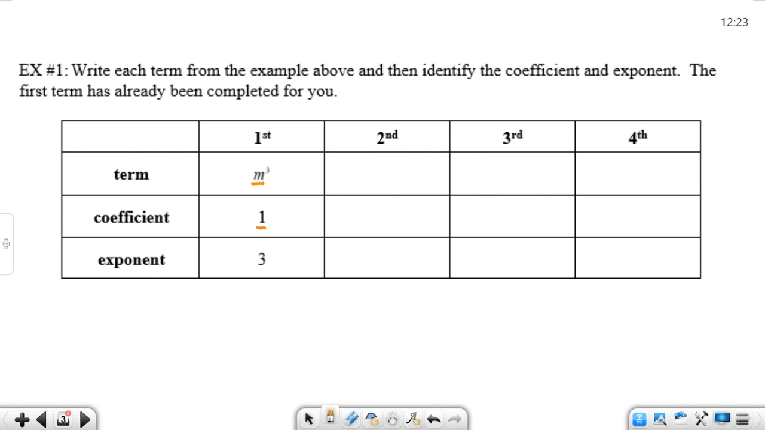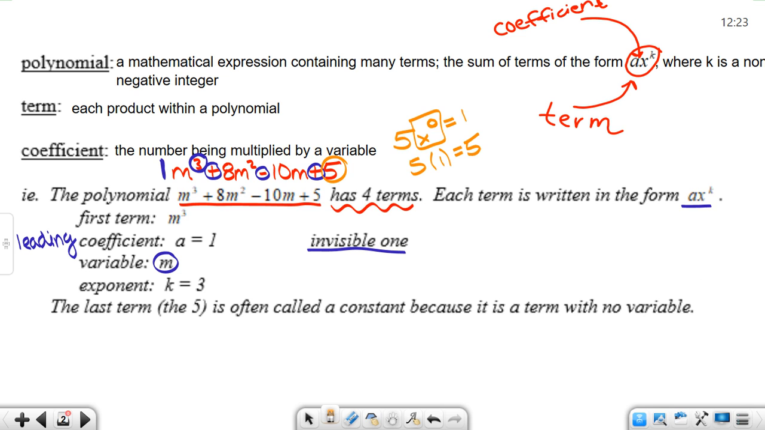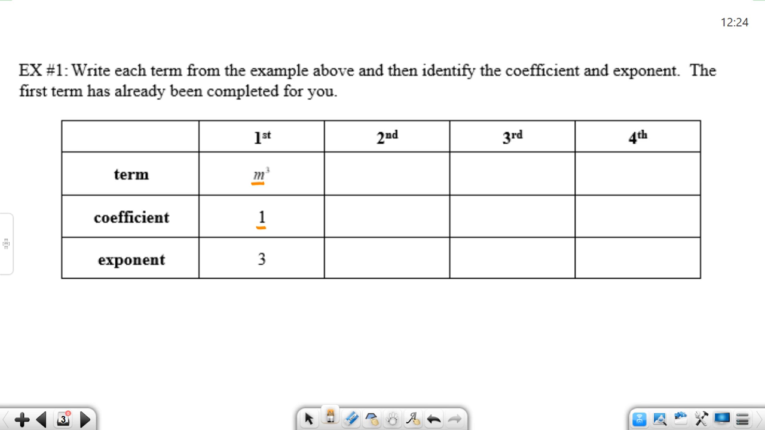So then the second one, if we go back, our second term was 8m squared. So that's our full term. Our coefficient is 8. Remember, that's the number in front of the term. And our exponent is 2.